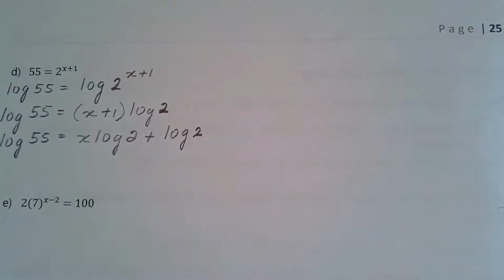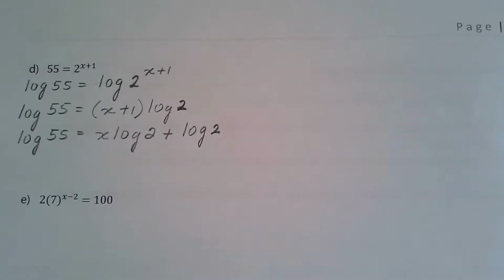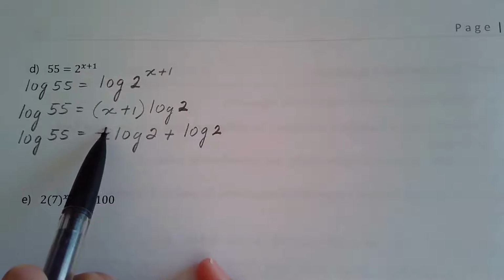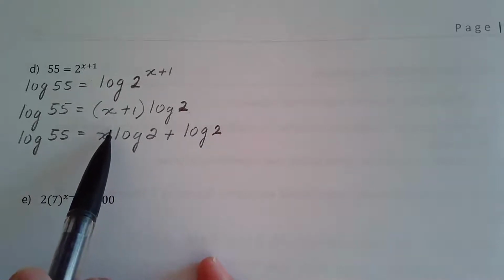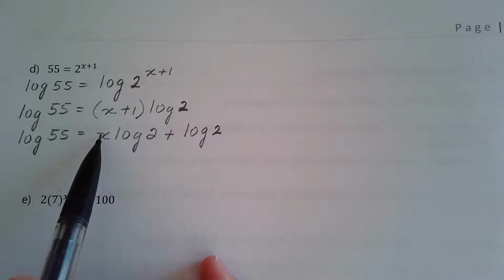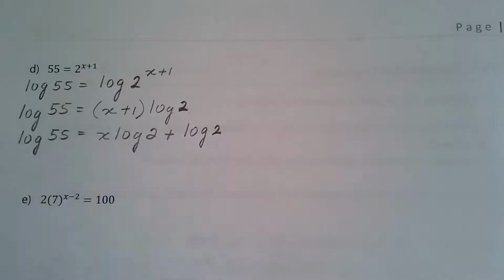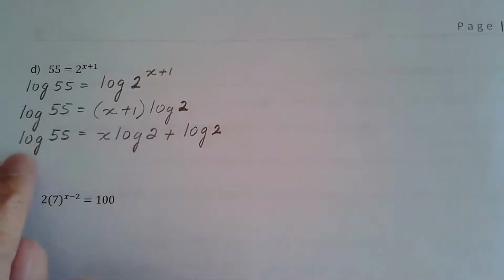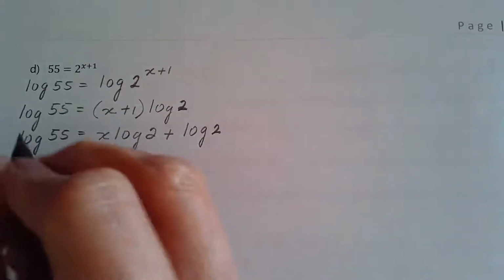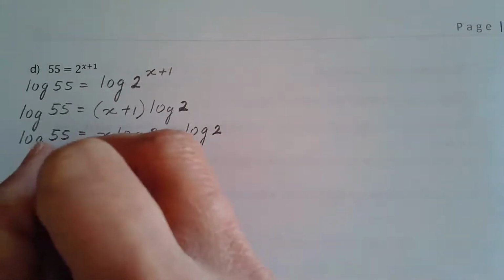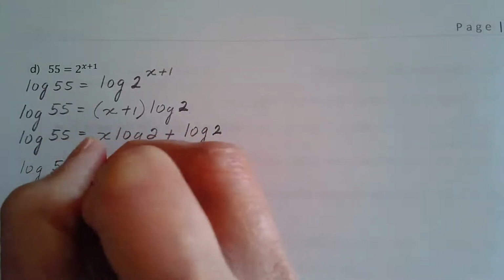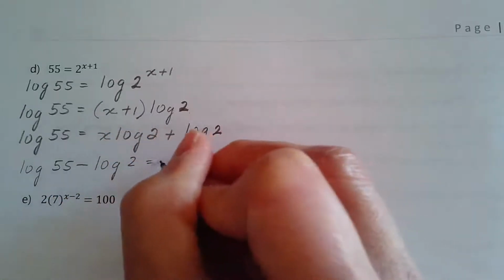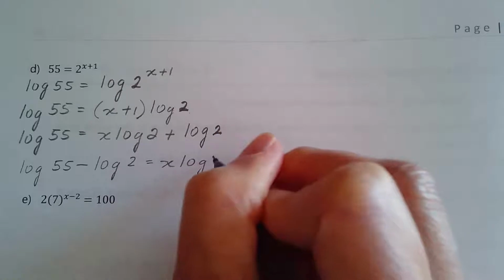Okay, so far so good. Now we want to isolate this x in here. So what we're going to do is have that on one side of the equation. What I can do is bring this log of 2 to the other side. So this is going to be log 55 minus log of 2 equals x log of 2.